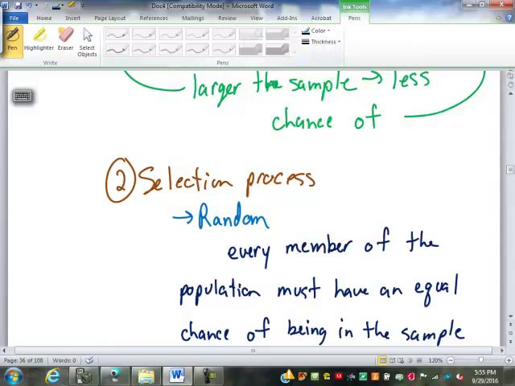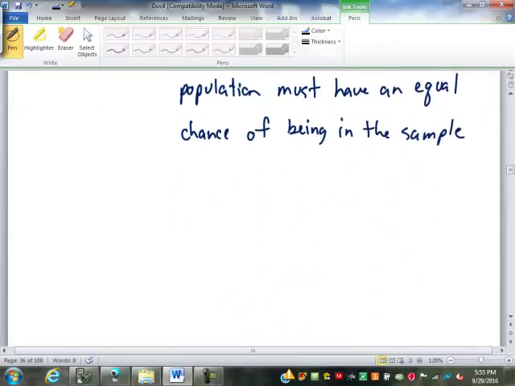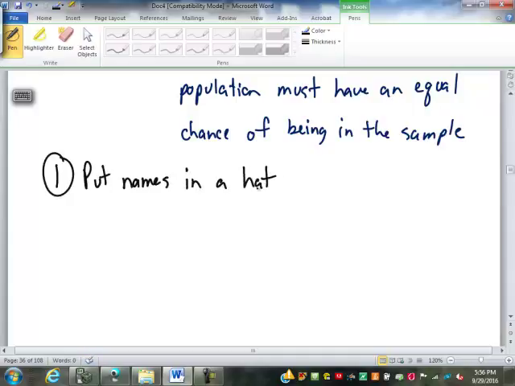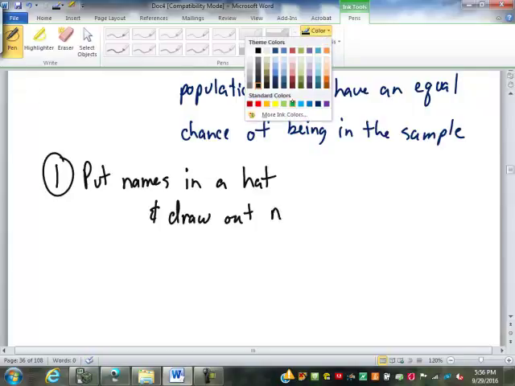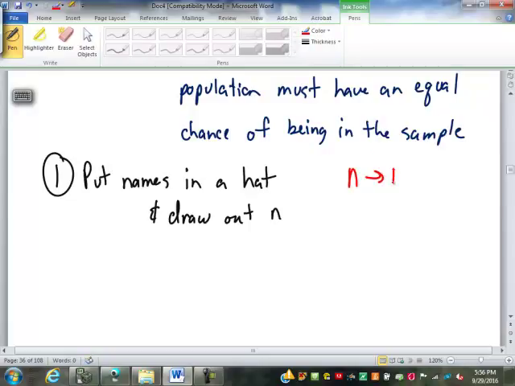So let's look at some sampling methods. One sampling method I'm going to look at is to put names in a hat. I'm going to take the name of every student. Now, it might be their name, it might be their student ID number, whatever. I'm going to put them in the hat. I'm going to draw out however many I'm going to use. Now I'm going to define something here. I'm going to use the letter N. I'm going to draw out N. N represents the number of items in the sample.